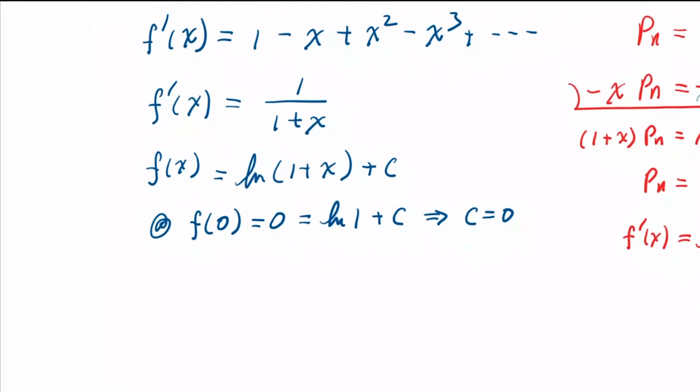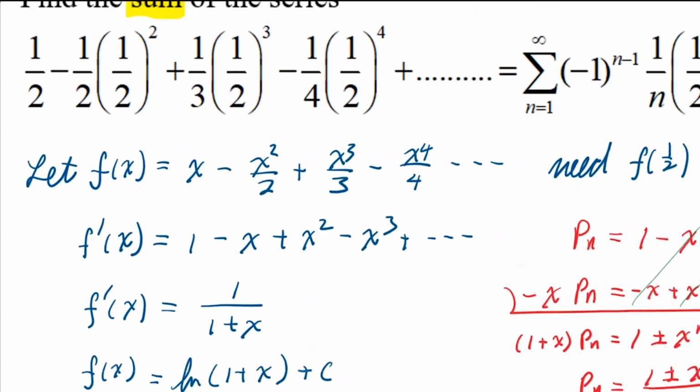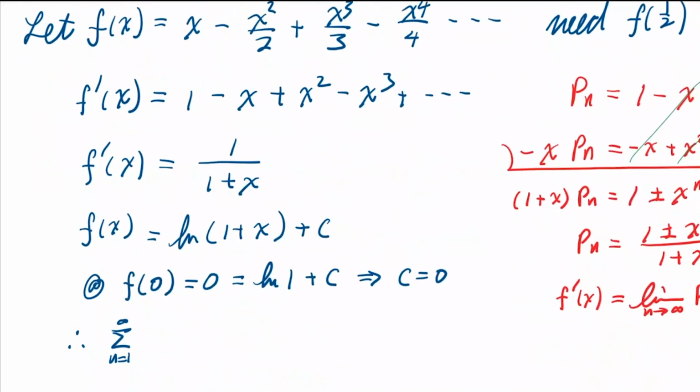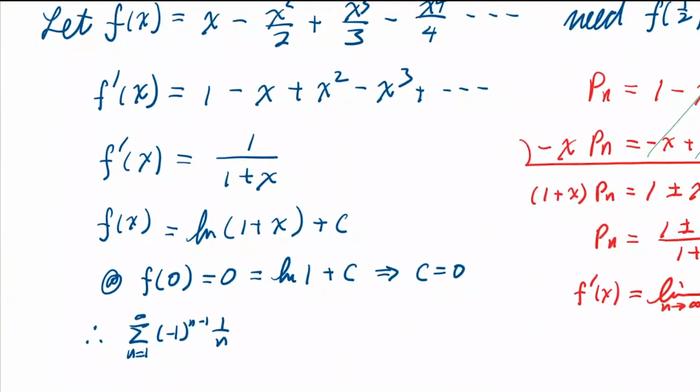Good, now we are done. So we can conclude now. Remember our series that we wanted? Starting from 1 to infinity, what was it? Negative 1 to the n minus 1 power, was it? Yes, minus 1 to the 1 over n, and then 1/2 to the nth power is the same thing as f of 1/2, correct?